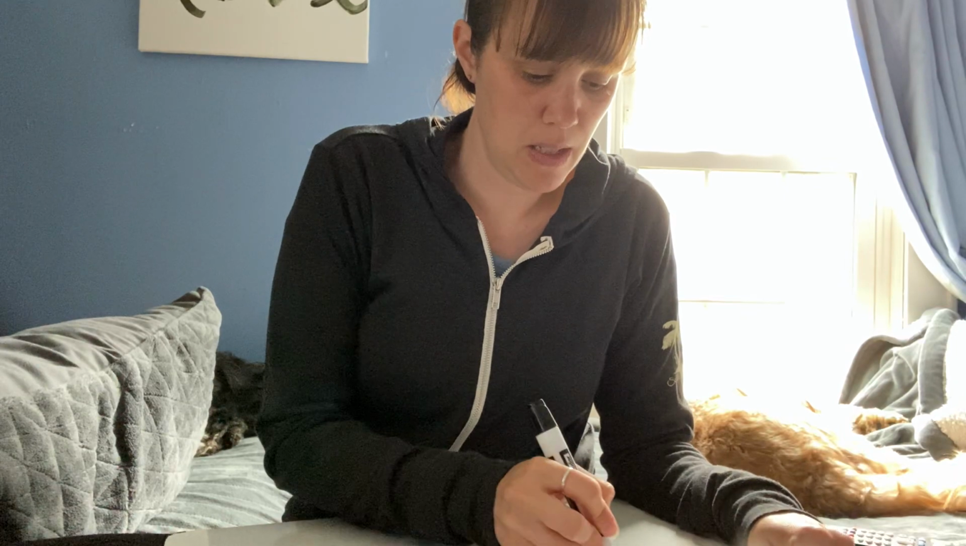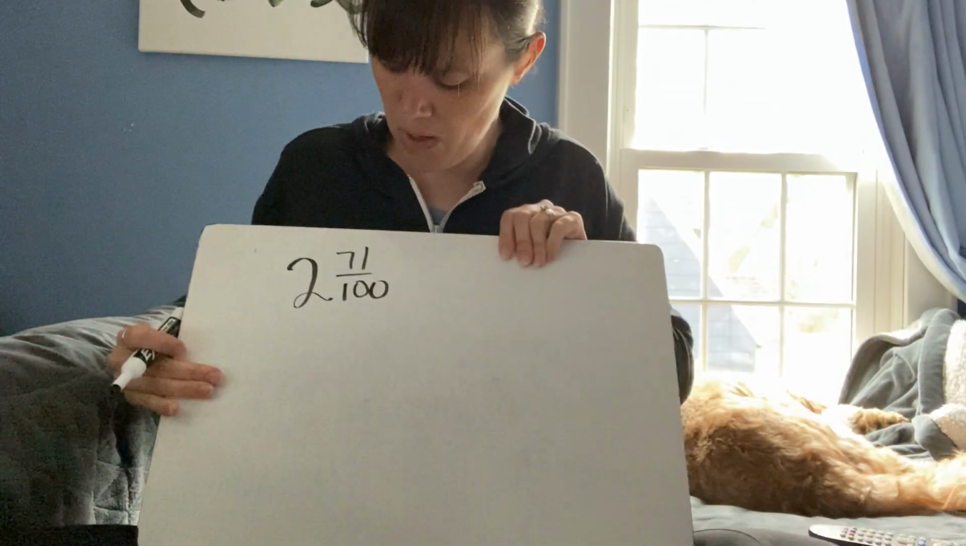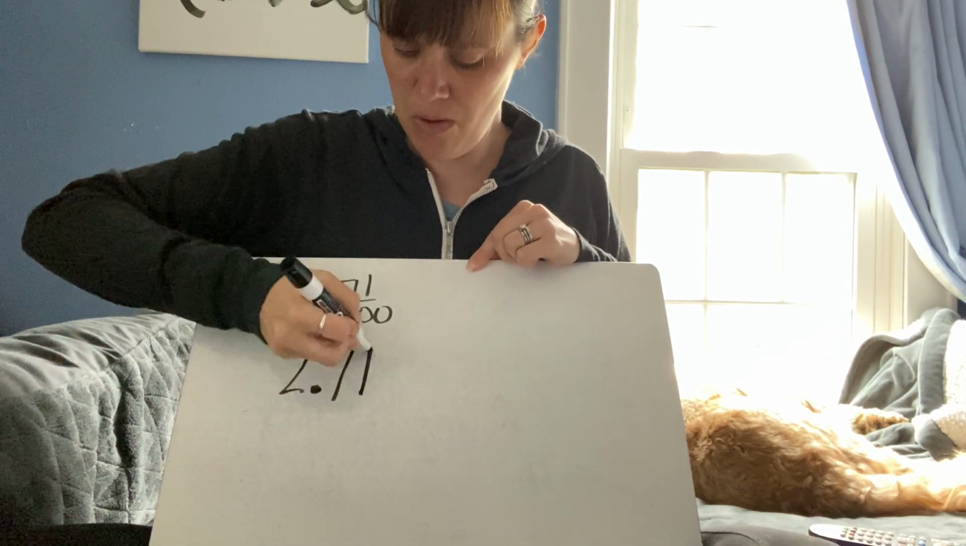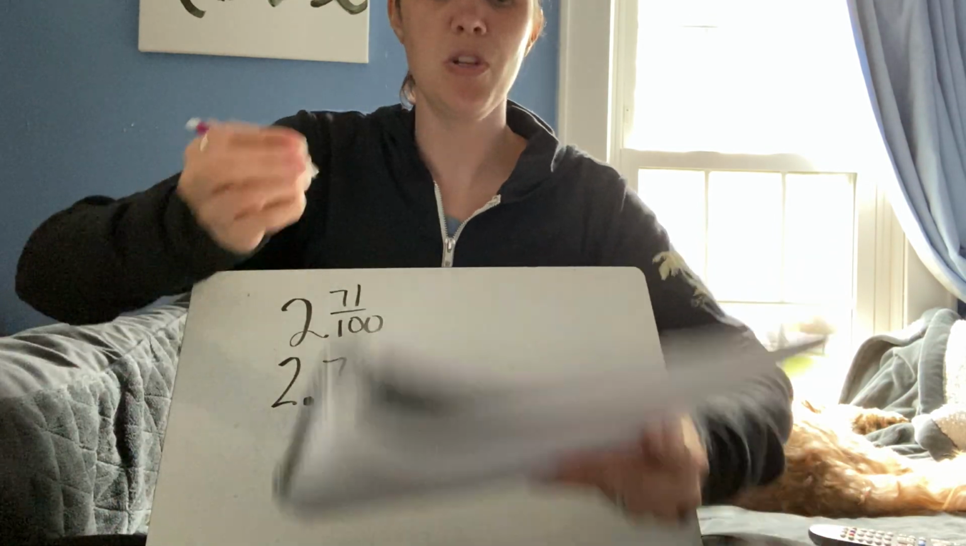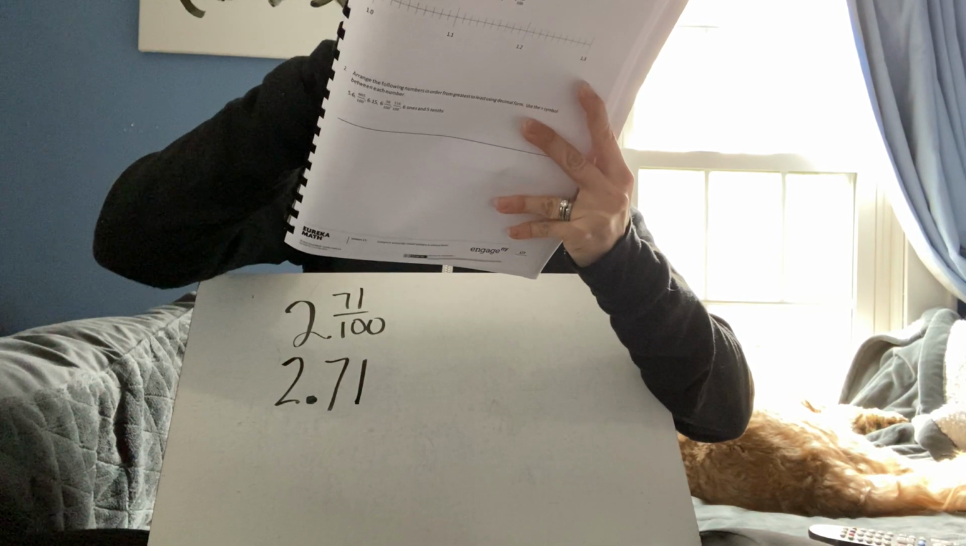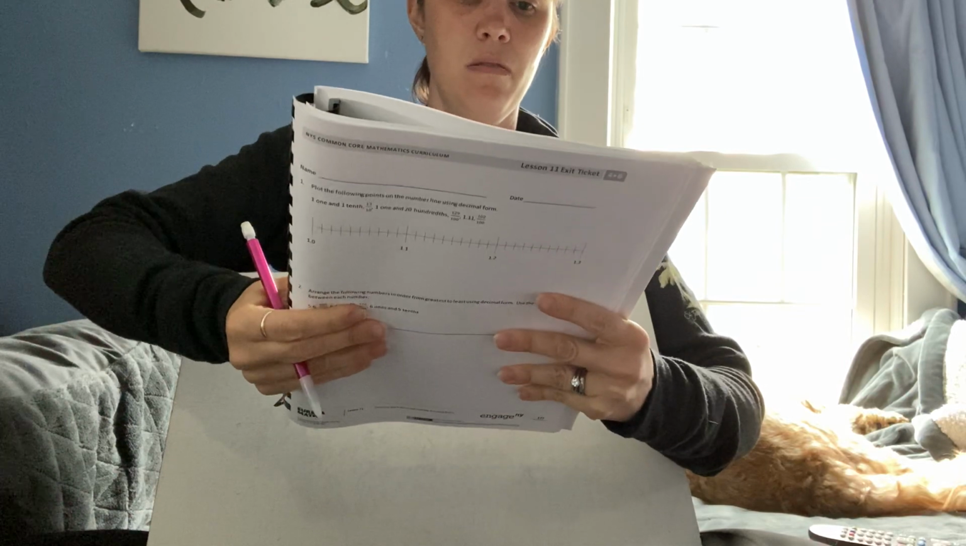2 and 71 hundredths. I don't know why I'm writing this way. That was weird. Okay. 2 and 71 hundredths. That's 2 and 71 hundredths. Careful with that marker. Now put it in your chart. 2 and 71 hundredths. I need to make my lines longer. I'm not going to be able to do the chart on here. Oh well.